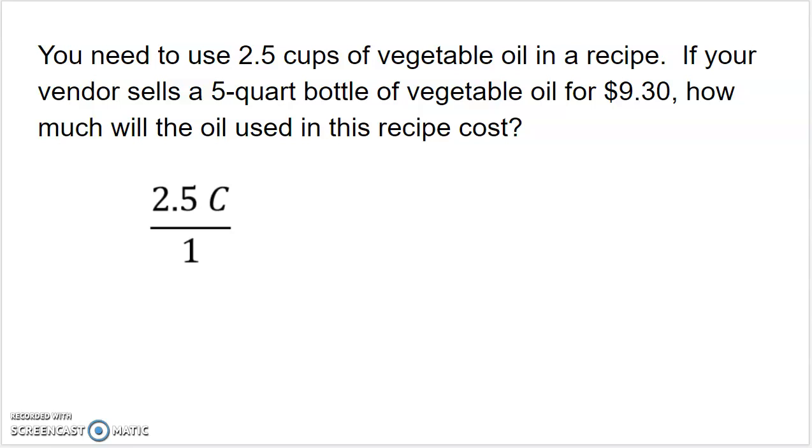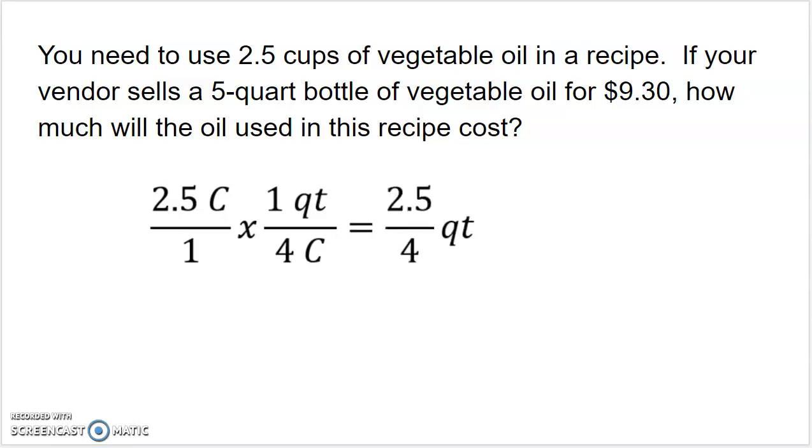So the first thing we've got to do is get our cups from the recipe into quarts, the units that are used in the AP cost. So we just do our usual step to convert cups to quarts, and we find out we've got 0.625 quarts.